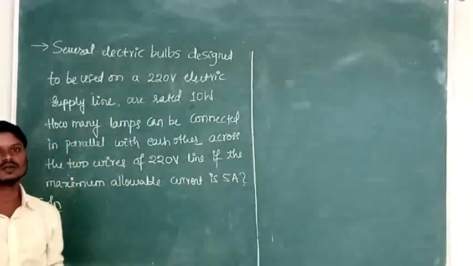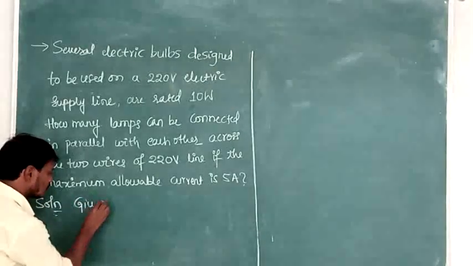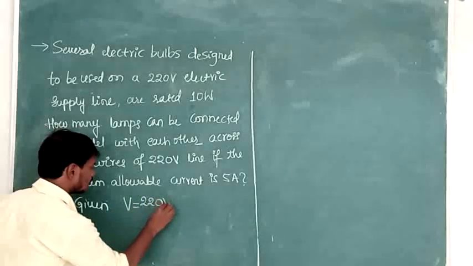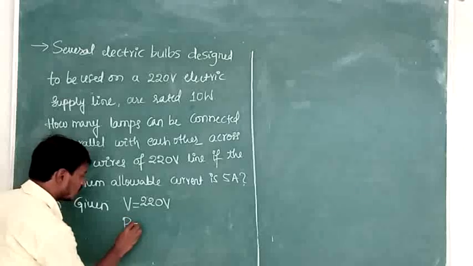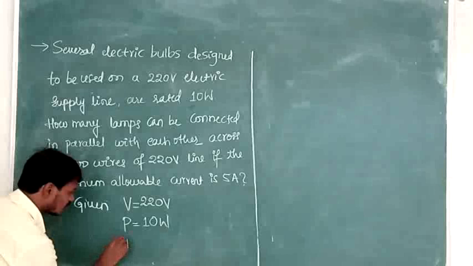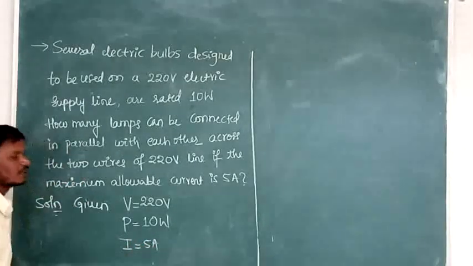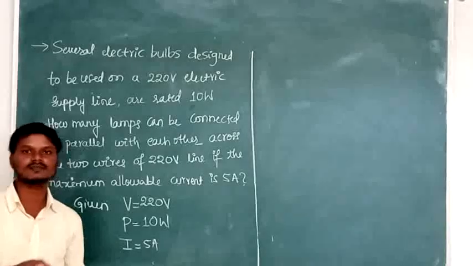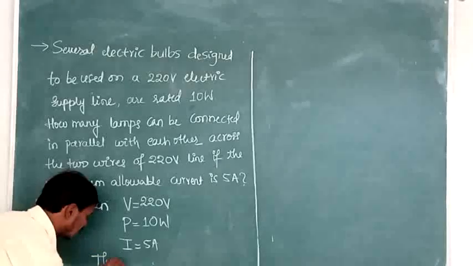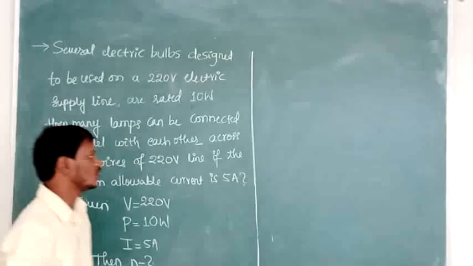Because the power of each bulb is given and each bulb is operating on which voltage? That is 220 volt. So, solution: first we are going to write the given. What is the potential difference applied here? That is 220 volt. And what is the power of each bulb here? That is 10 watt. And what is the maximum allowable current? That is 5 ampere. Then what is our aim? Our aim is to find the number of electric bulbs connected in parallel. So our aim is to find N, the number of electric bulbs connected in parallel.